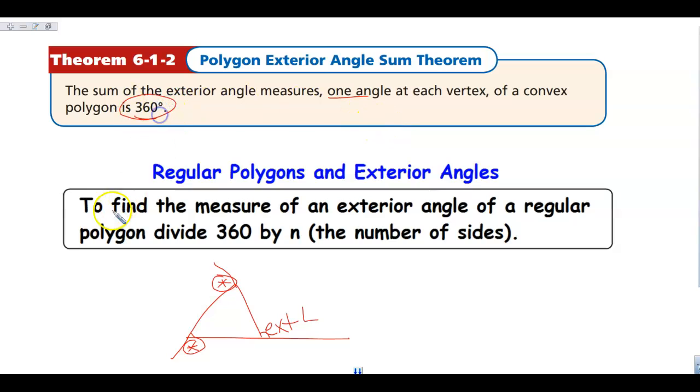No matter the shape, no matter how many sides, as long as it is convex, my exterior angles are always going to add to 360, no matter what. All right? If my polygon is regular, I can do 360 divided by n to get one exterior angle. So this is 1. And again, it has to be a regular polygon.